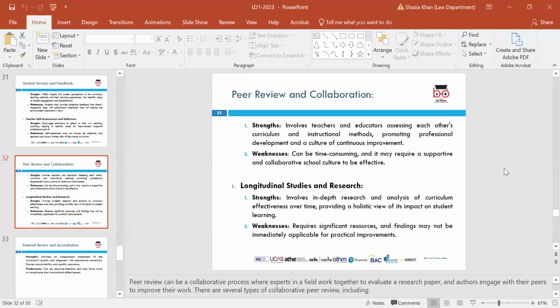The next one is longitudinal studies and research, and this is where researchers repeatedly examine the same individuals to detect any changes that may occur over a period of time. Longitudinal studies are a type of correlational research in which researchers observe and collect data on a number of variables without trying to influence those variables. The strengths of that involve in-depth research and analysis of curriculum effectiveness over time, providing a holistic view of its impact on student learning. The weakness is that it requires significant resources and findings may not be immediately applicable for practical improvements.